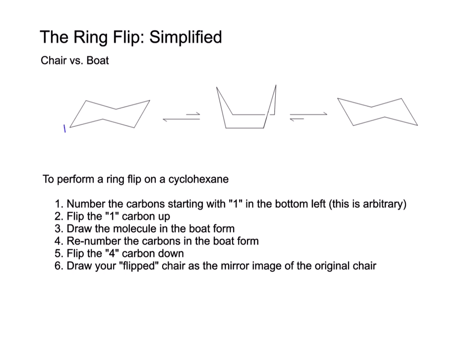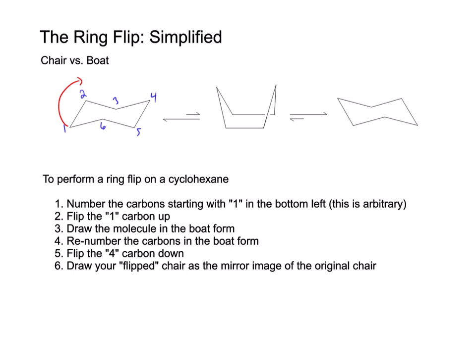So I'm going to start with the 1 in the bottom left, and then I'm simply going to go around clockwise until I have all 6 of the carbons labeled. Next, I'm going to flip the 1 carbon up. So I'm going to show an arrow putting this 1 carbon up into that position right there.